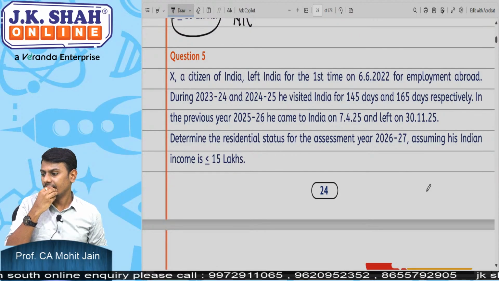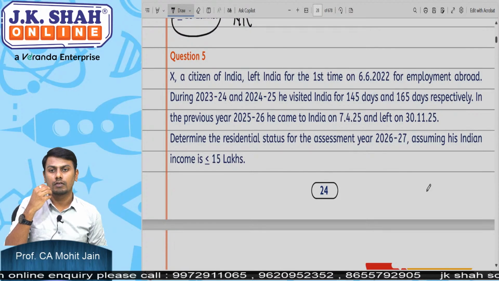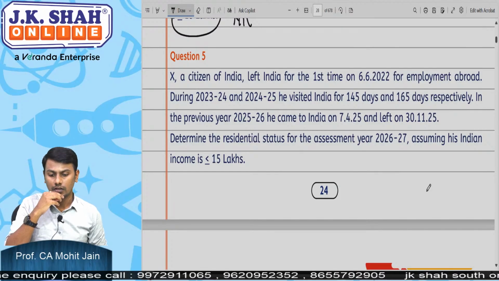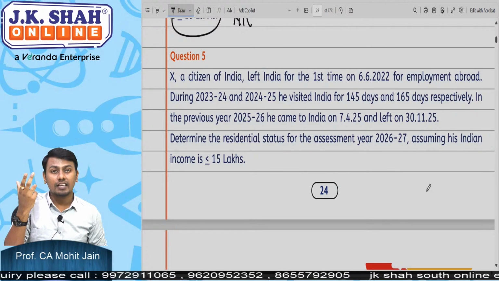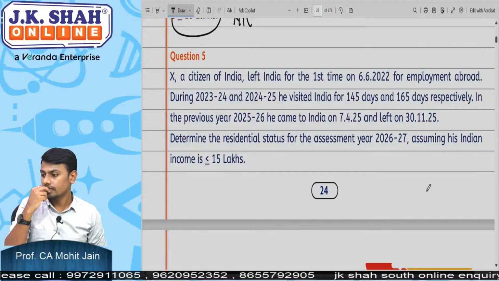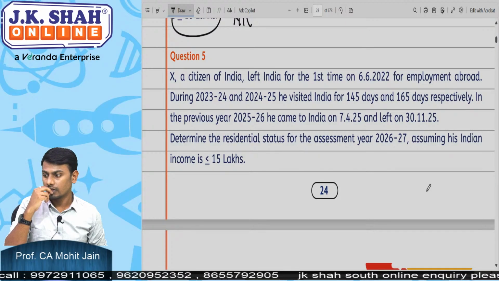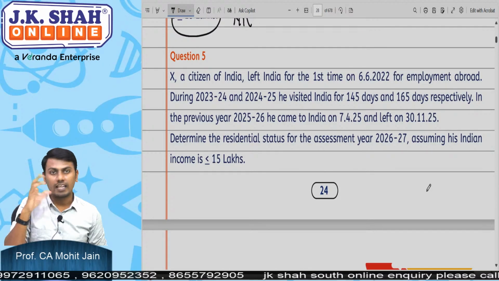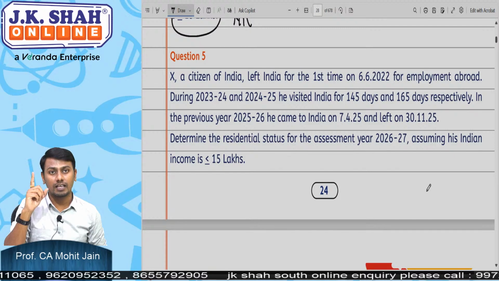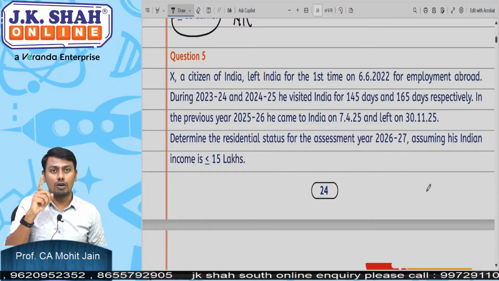Yes, anyone with the answers? If he's a resident, then you have to say which kind of resident. Only resident will not work. You have to say whether he is an ordinary resident or not ordinary resident.